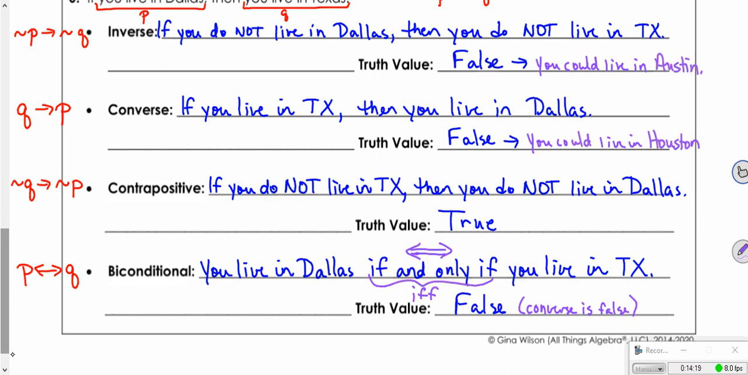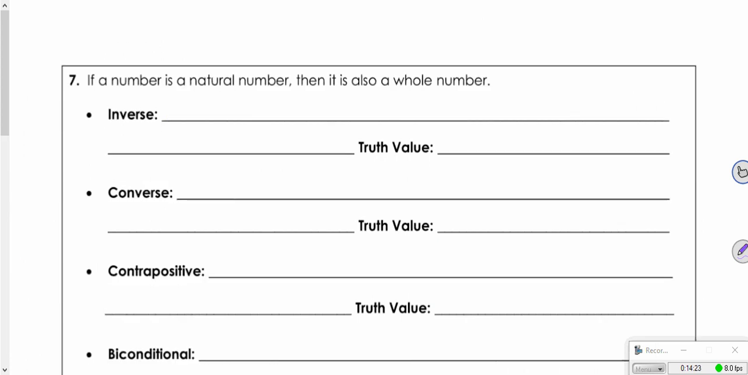All right, backside. Now these I know you didn't see on Delta Math. I didn't put them in. So let's talk about these.